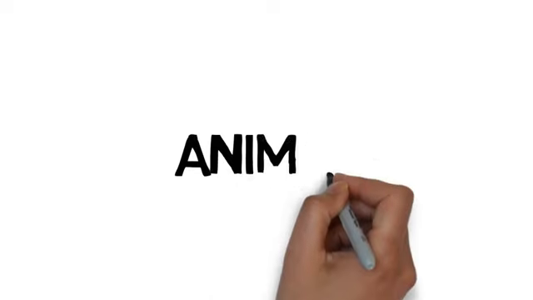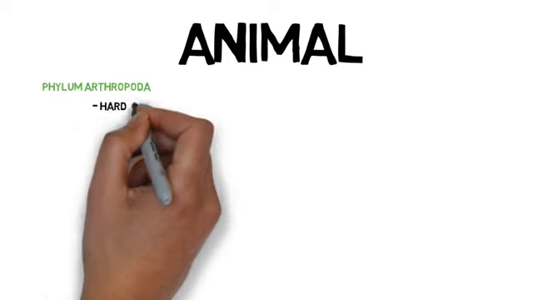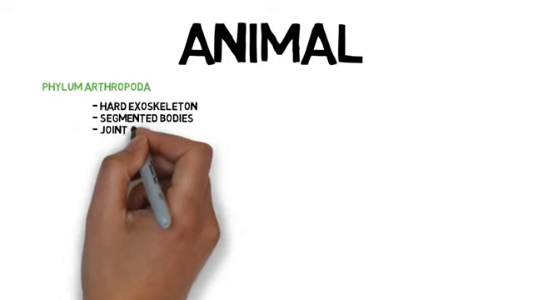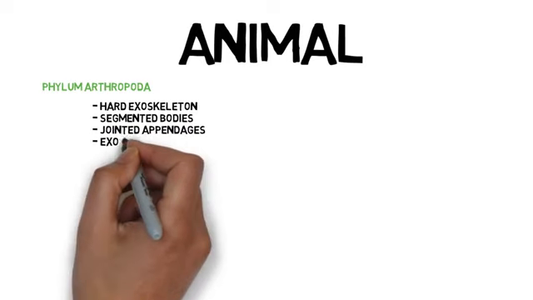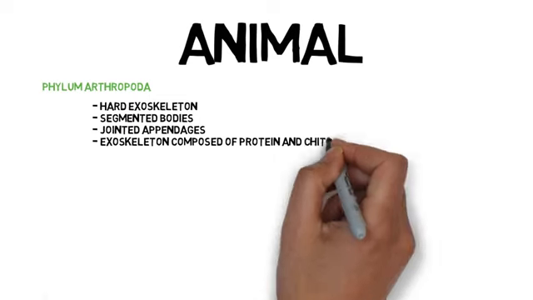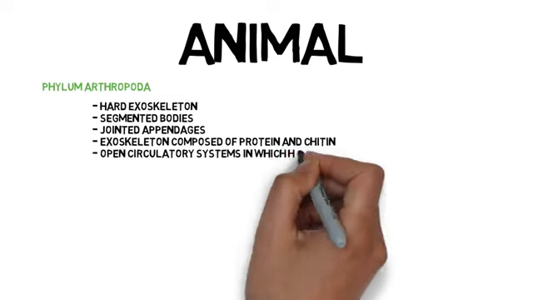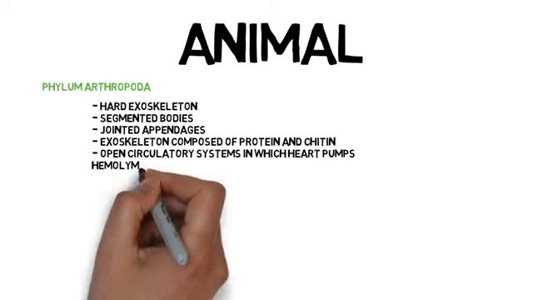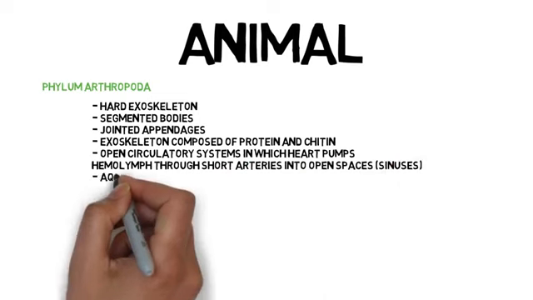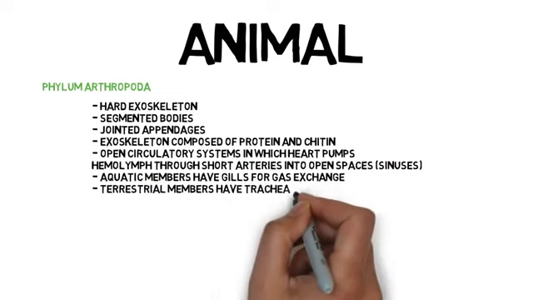Animals. Phylum Arthropoda. Have hard exoskeletons, segmented bodies, jointed appendages, an exoskeleton composed of protein and chitin, an open circulatory system in which the heart pumps hemolymph through short arteries into open spaces and sinuses. An aquatic member has gills for gas exchange, and terrestrial members have tracheal systems of branched tubes leading from their surface throughout their body.